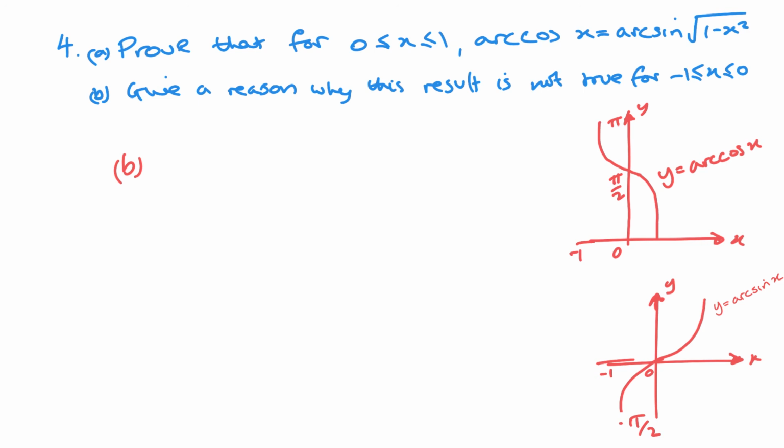An alternative approach would be to pick a specific x value and substitute it in to show that it doesn't work. So a counter example, where you just pick a nice and easy value that's going to give you an answer here, and you show that they do not equal. So you've got two options there.